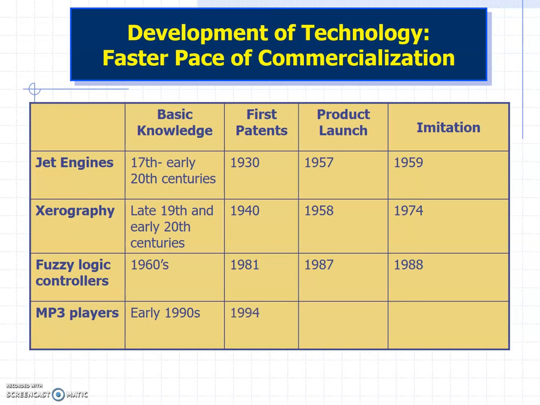The first patents were in 1994. The product was launched 3 years later. And then imitators came on 2 years later. So we see that the speed with which basic knowledge is converted into an invention and then into a commercial innovation that can be commercialized is happening very, very quickly, right? The pace, the speed, is just increasing.